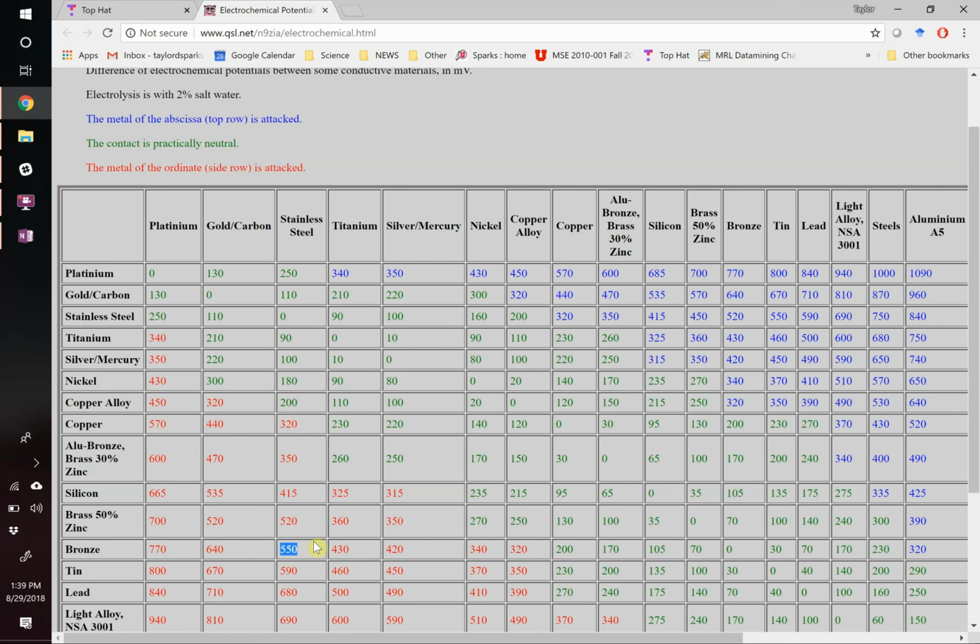Yeah, Anthony? So if any of these metals are combined, if they have a spontaneous reaction, are you going to do something similar to what the battery did? Absolutely. Yeah, it's going to produce a voltage, right? And it's going to corrode.